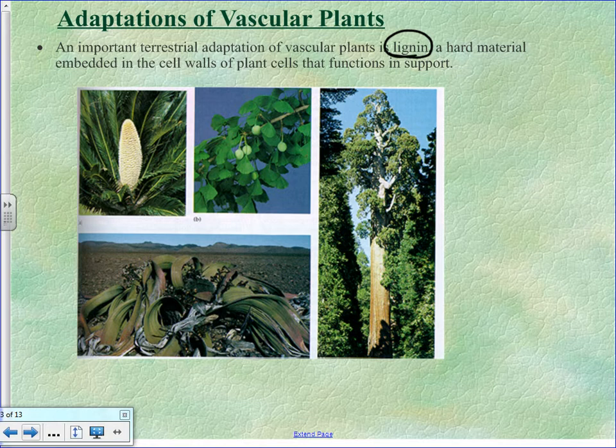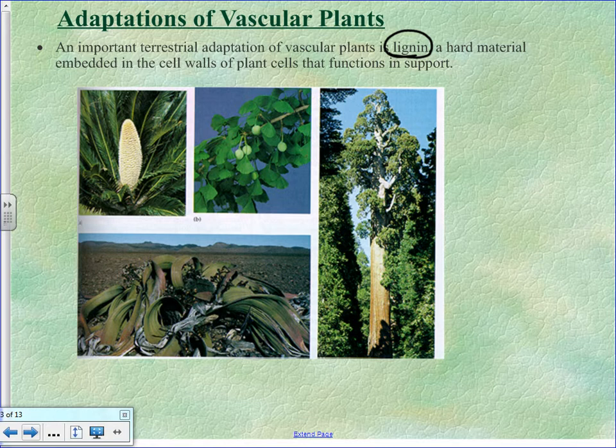Lignin is a hard type of material that we usually know as wood. It's essentially what allows a plant to become wood-like. And once it is wood-like, it can support large amounts of weight, is still reasonably flexible, and can get very, very tall as a result. If you look at a giant sequoia or redwood or any of those really, really tall trees, obviously they have very strong trunks.